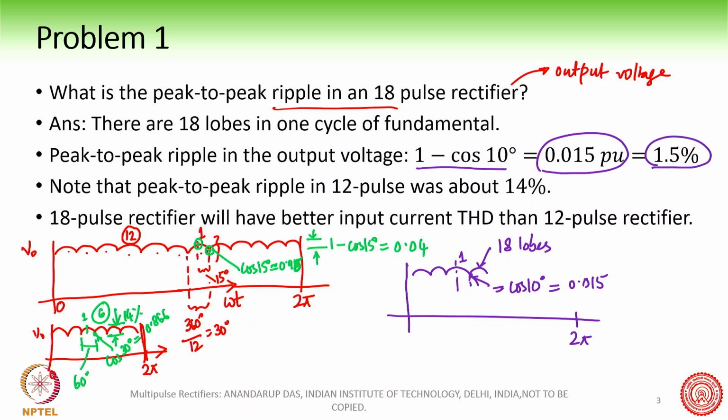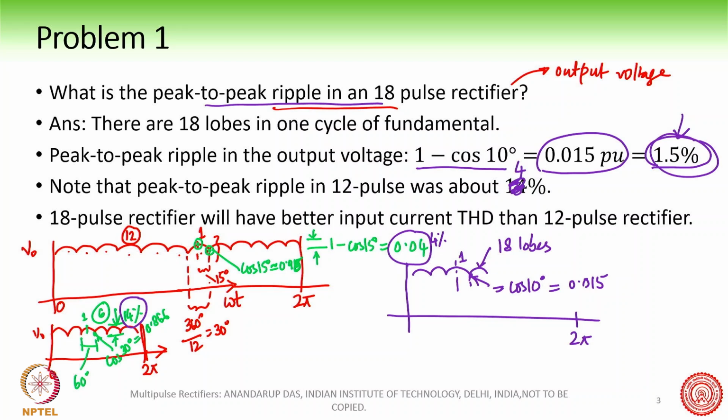So you see here, the 6 pulse has 14%, then we go to 4% for the 12 pulse, and here 1.5%. We are getting closer and closer to DC. The peak to peak ripple is improving. So what we have been asking is: what is the peak to peak ripple in the output voltage of an 18 pulse rectifier? The answer is 1.5%.